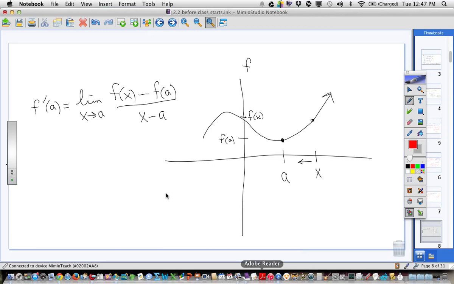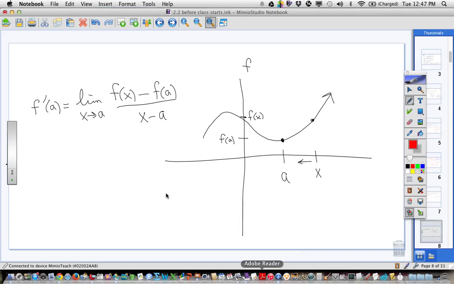Now remember, the definition we learned yesterday was made up of 2 parts. The first part was slope between 2 points, and the second part was the 2 points become 1. Slope between 2 points, and then the 2 points become 1, and that's the slope of the tangent line. That's the derivative. So here I have 2 points, a and x. Yesterday the 2 points were a and a plus h.